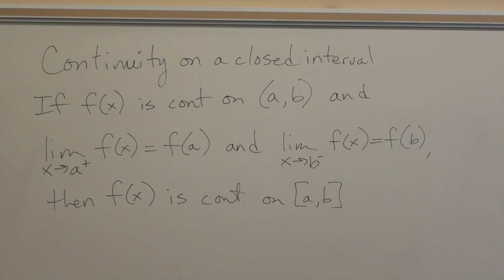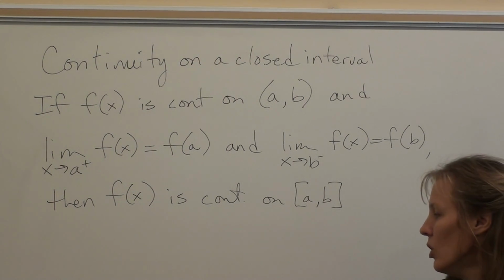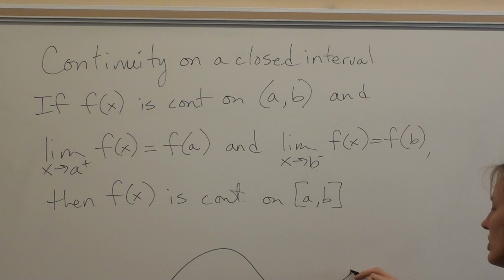Okay. So here's the thing. We all know our three conditions for continuity are that the function has to be defined, the limit has to exist, and they have to equal each other. Well, the limit can't exist at an endpoint, because for a limit to exist, it's got to be the same from both sides, right? And at an endpoint, there's only one side. So how do we say that a function is continuous on a closed interval?